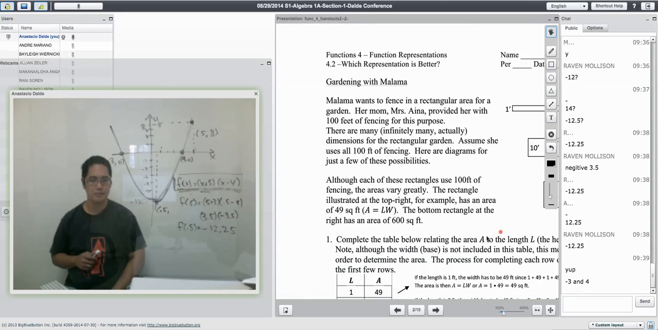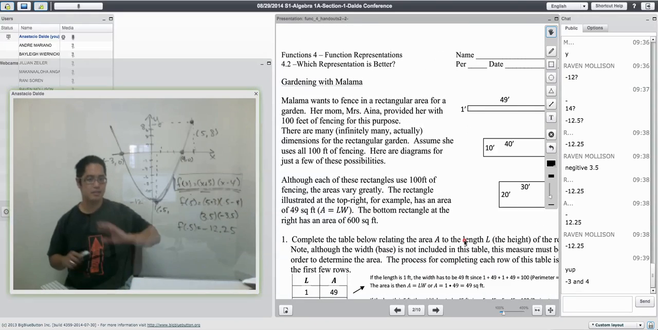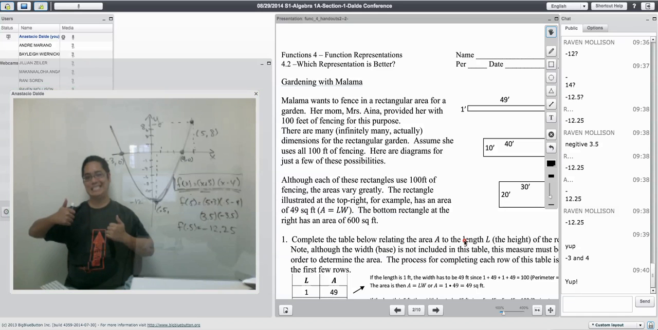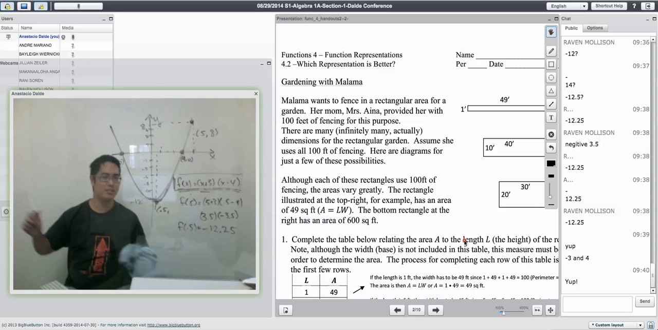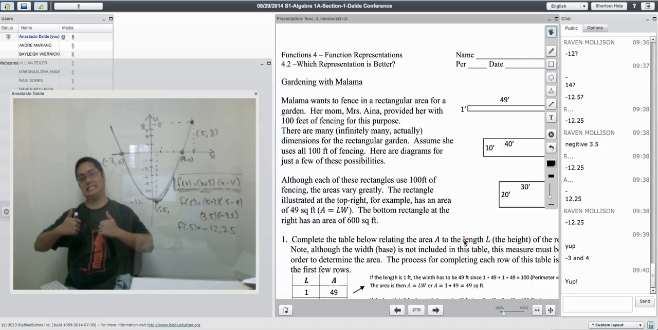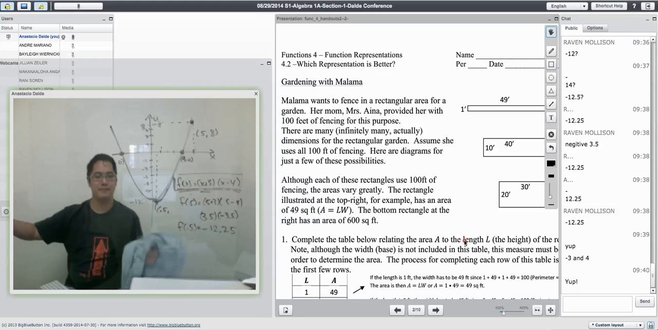All right, let's move on. Can we move on? I'm going to erase this. Take a screenshot if you want. All right, screenshot done? Okay, I'm erasing.